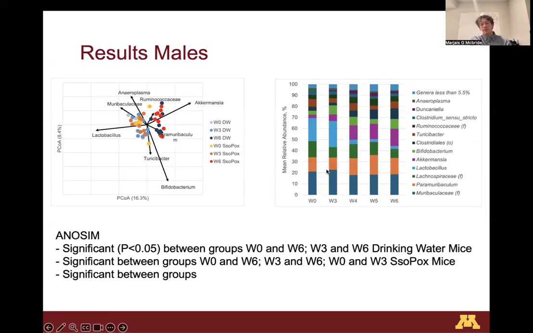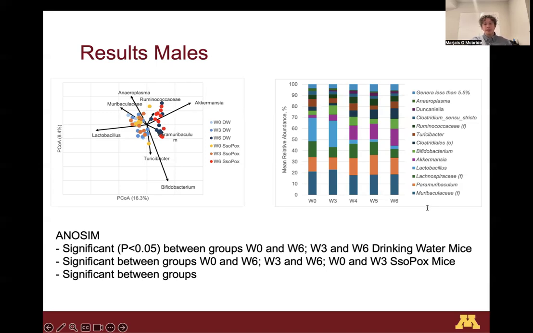The results that I have for the males: I'll start with a principal coordinate analysis, or PCoA, on the left side, which shows the difference between microbial communities. Each dot on the graph represents a sample or microbial community, and the distance between the points shows how related the communities are. If they are farther away, then there is less relation between the microbial communities of the two samples.